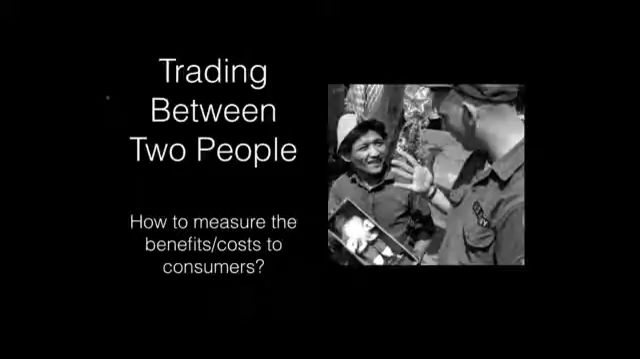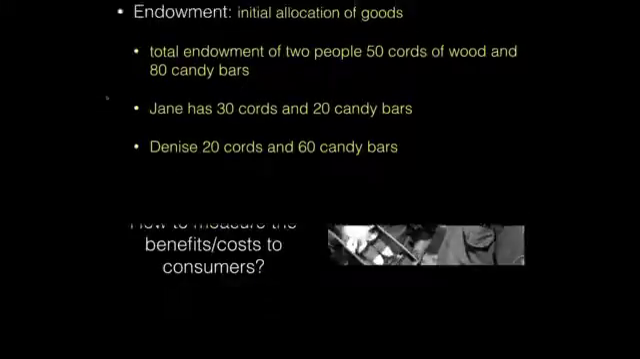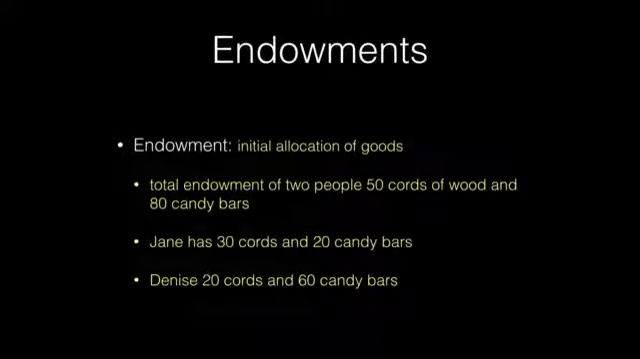And in this particular video lecture, we're going to be taking a look at how to measure the benefits and costs of consumers, particularly when there's trading between two people. We're going to assume that there's something called an endowment, an initial allocation of goods, and we're going to keep this limited to two individuals. So the total endowment for these two people is 40 cords of wood and 80 candy bars.